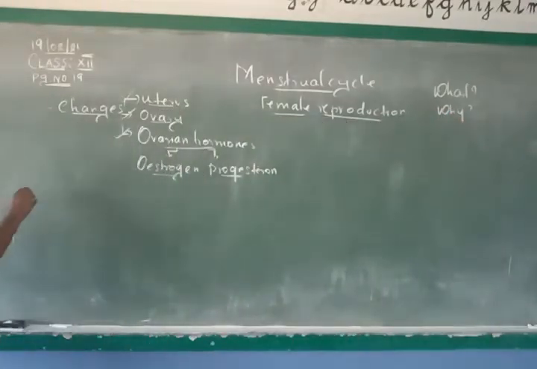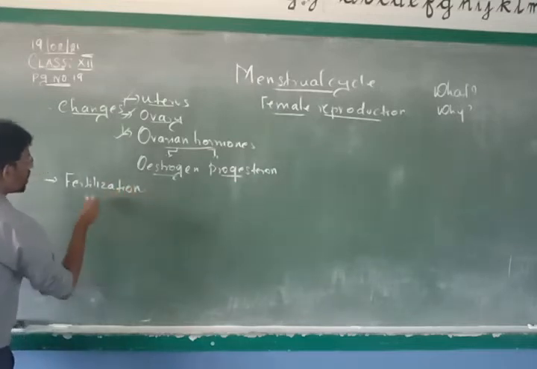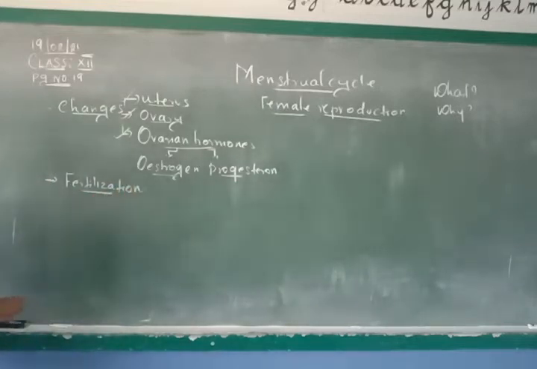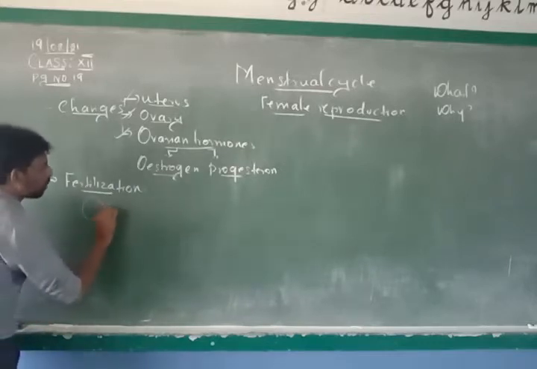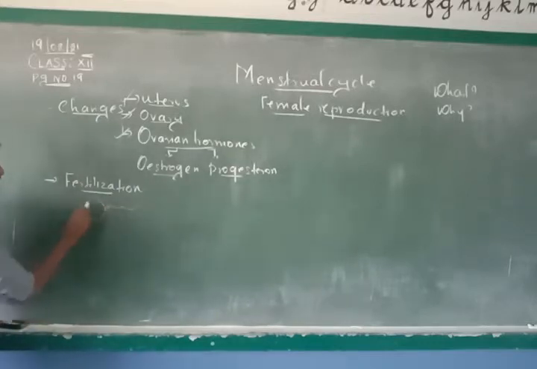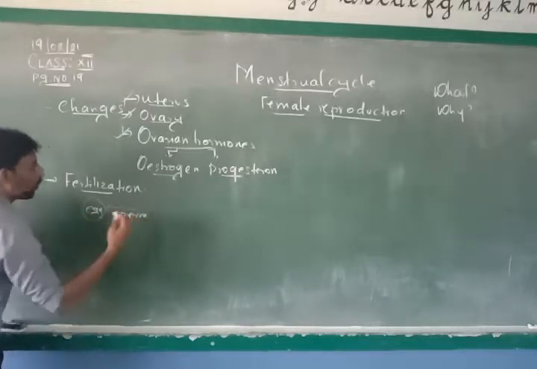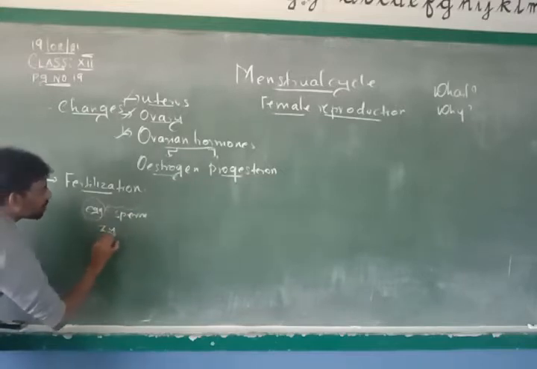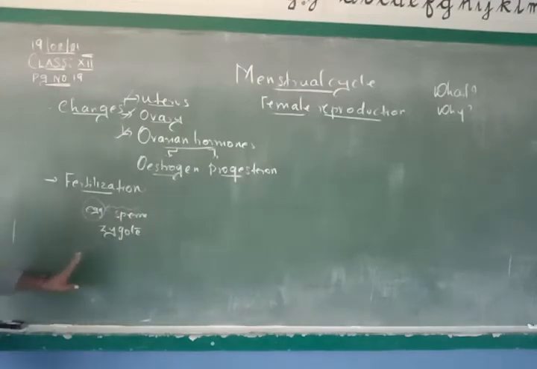Now, this menstrual cycle takes place for 2 reasons. Number 1, it is for fertilization. You know what fertilization is? A fusion of the egg and the sperm cells. So when an egg cell and the sperm cells fuse with each other, it becomes a zygote. So that is called fertilization.